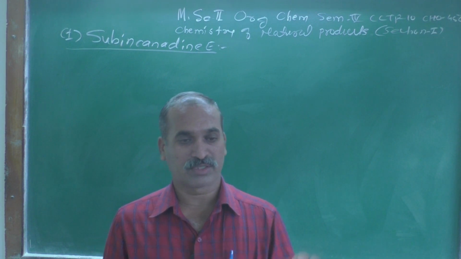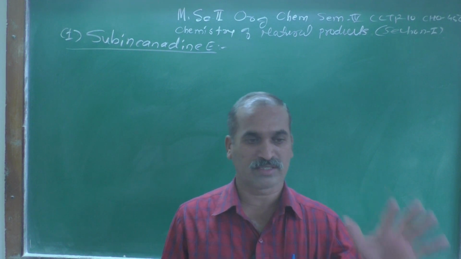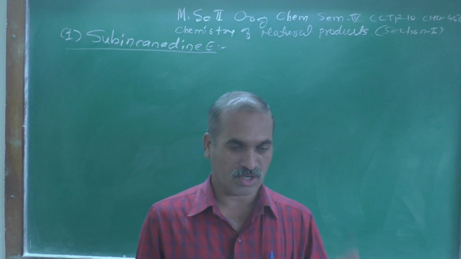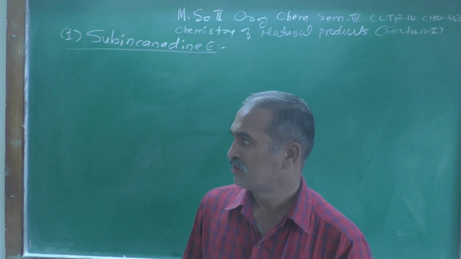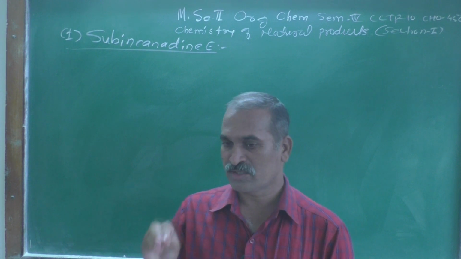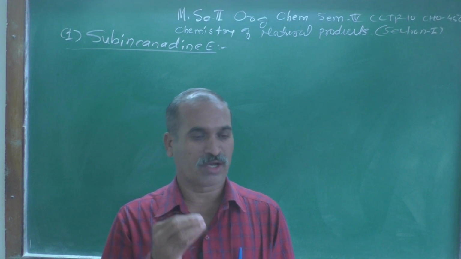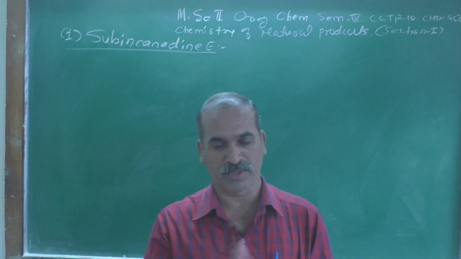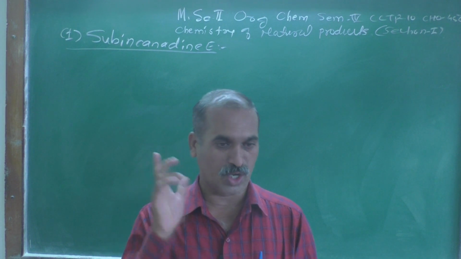The priority numbers are given according to the sequence rule, and you know what the sequence rule means: the arrangement of atoms or groups around the chiral center is known as the sequence rule. That sequence rule was formulated by three scientists and is also known as the CIP rule, CIP meaning Cahn, Ingold, Prelog.